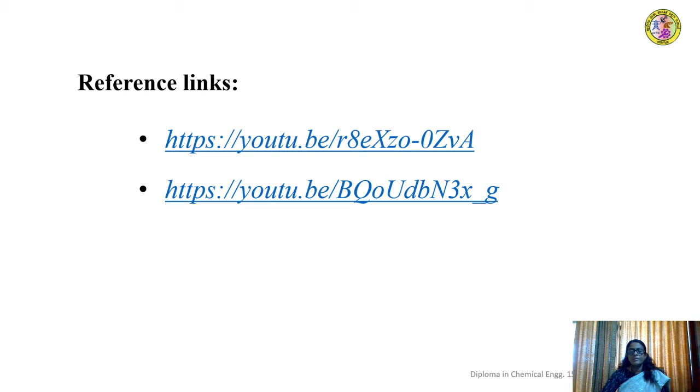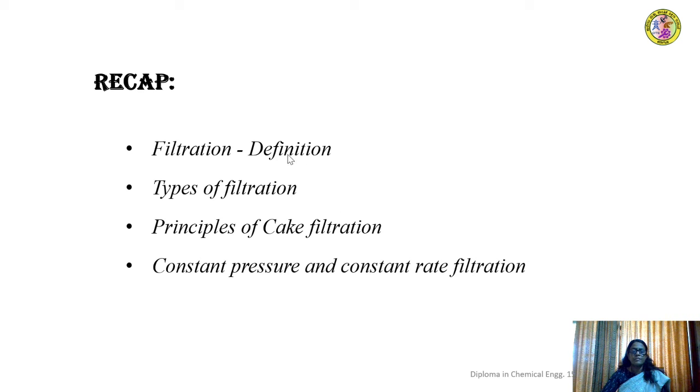Okay, so with that, let me end today's class. In today's class, we understood what is meant by filtration. What are the two types of filtration? That is cake filtration and deep bed filtration, or clarifying filtration. What are the principles of cake filtration? How is it carried out? What is the nature of the equipment in which the cake filtration is carried out? We also discussed what is constant pressure filtration and constant rate filtration. With that, let me take leave and let us meet again in the next session to discuss the different types of filters.